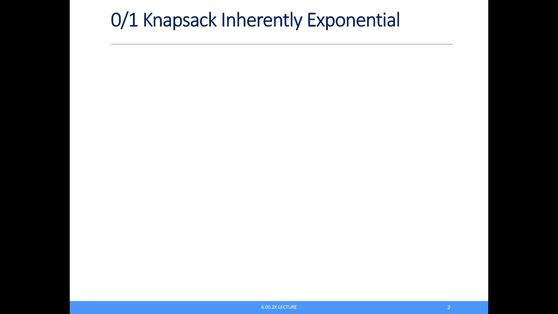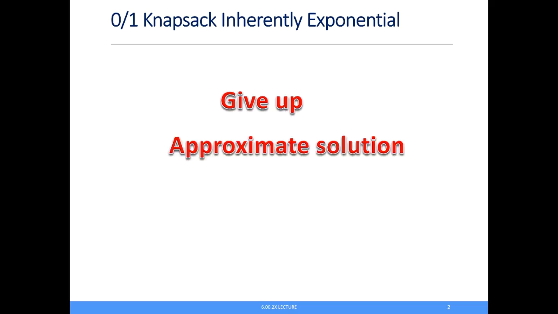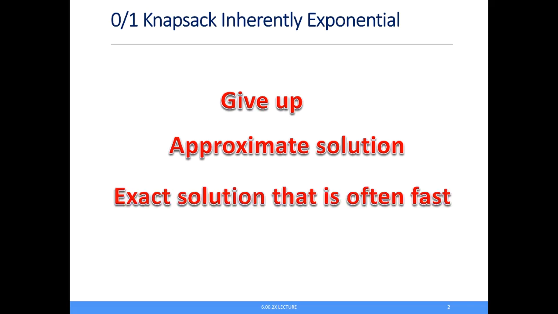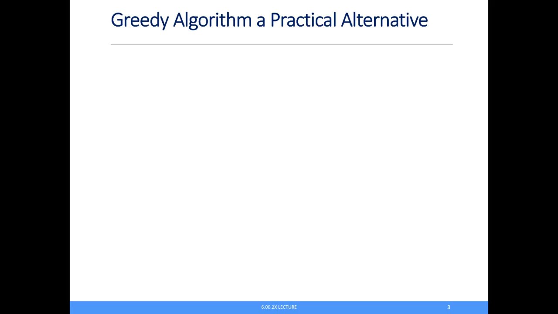So what are we to do? Well, we could give up, but that's not really in our nature. We could try an approximate solution, and we will look at that, or we could look at an exact solution that's not always fast, but is often fast. We'll look at that in this lecture too. So now let's look at approximate solutions.